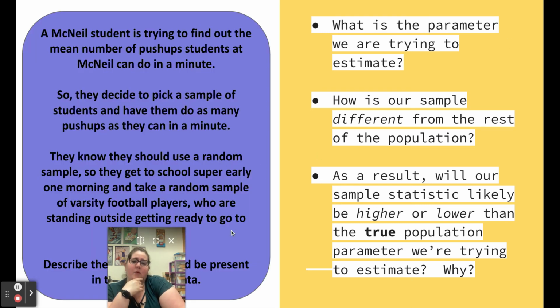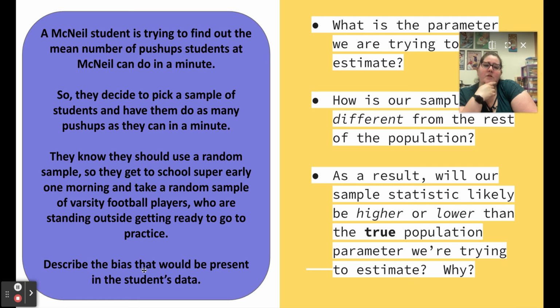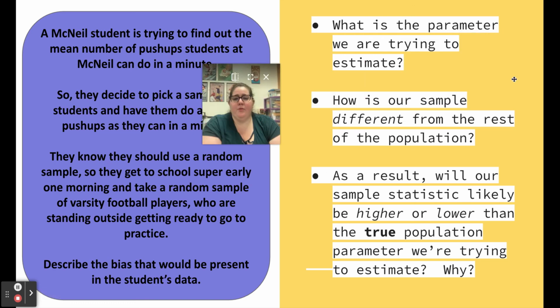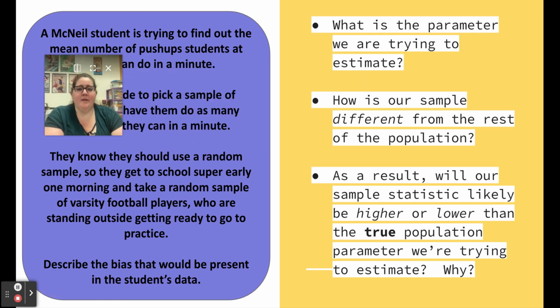So, for example, let's say that a McNeil student is trying to find out the mean number of push-ups that students at McNeil can do in a minute. They decide to pick a sample of students and have them do as many push-ups as they can in a minute. They know they should use a random sample, so they get to school super early one morning, take a random sample of varsity football players who are standing outside getting ready to go to practice. Describe the bias that would be present in this student's data.